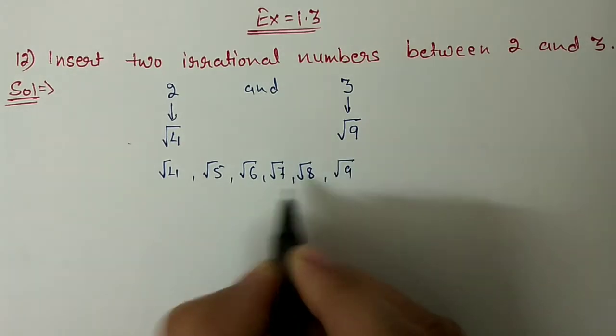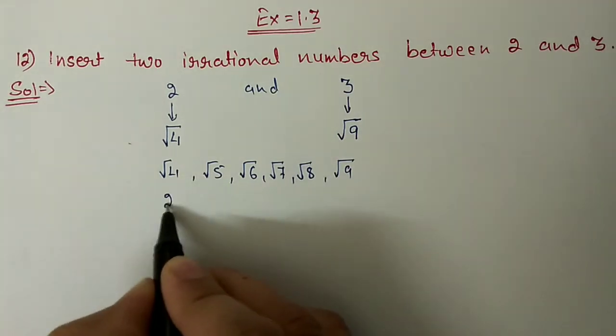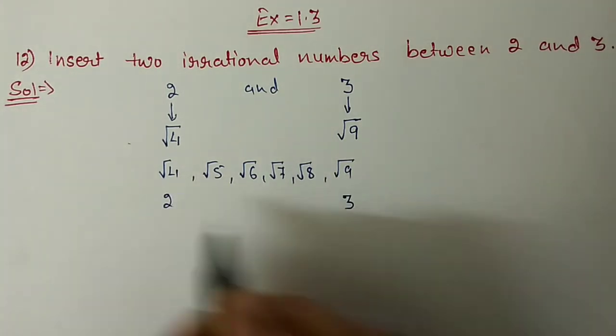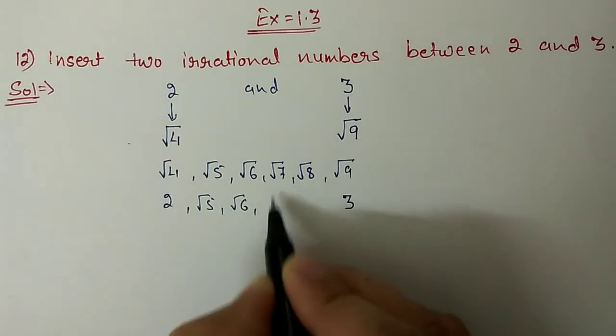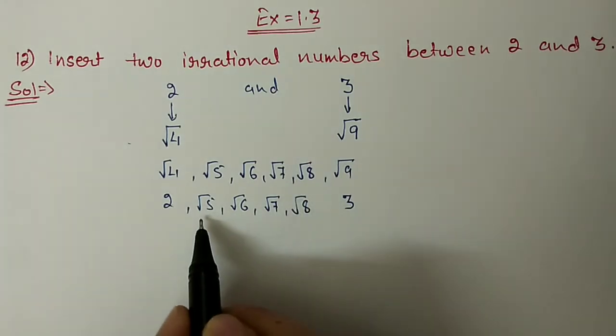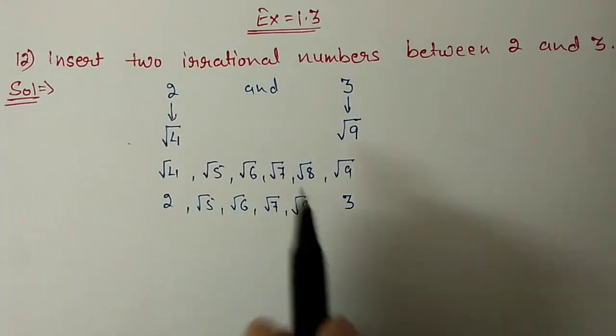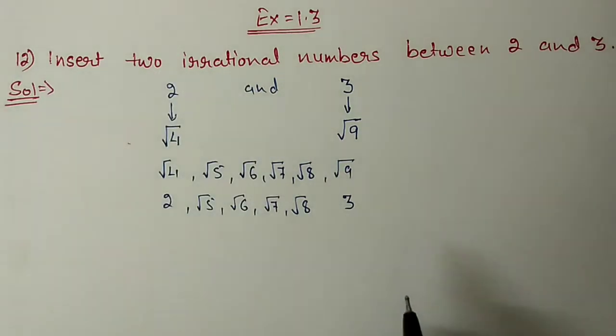These four numbers are there between root 4 and root 9. So root 4 is actually 2 and this is 3. So between 2 and 3, we have these four numbers which are not perfect square numbers. We cannot simplify these numbers, so these four are irrational numbers. Here in the question we have to write two irrational numbers, so any two you can write.